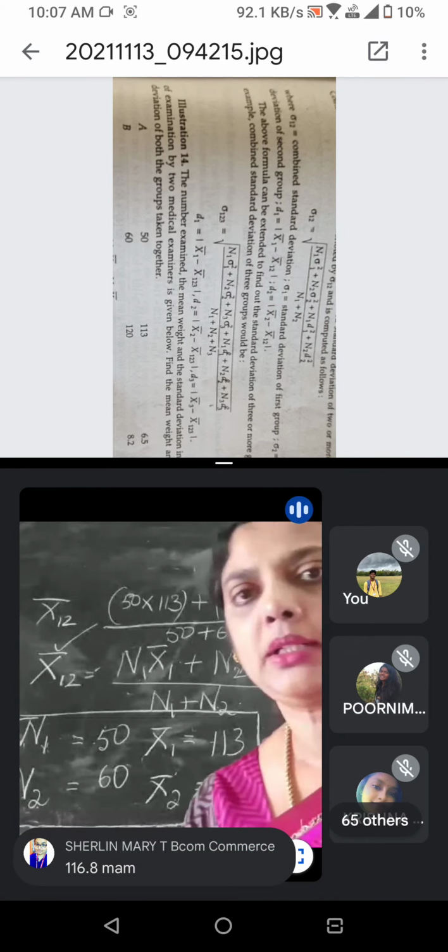Okay, so this is the formula. According to this formula, n1 standard deviation 1 squared plus n2 standard deviation 2 squared plus n1 d1 squared plus n2 d2 squared by n1 plus n2. Do you have n1? Yes, we do have n1. Do you have n2? Yes. Do you have standard deviation 1? What is the standard deviation 1? Standard deviation 1 is 6.5, standard deviation 2 is 8.2.